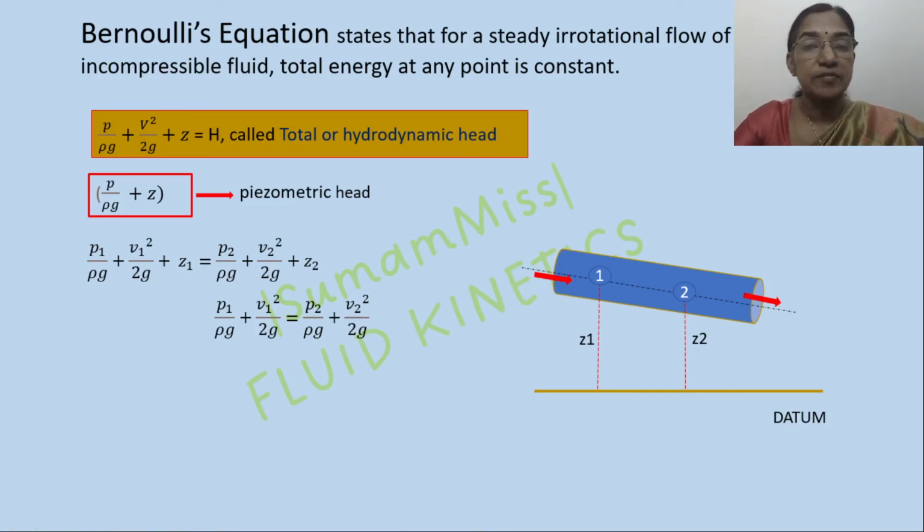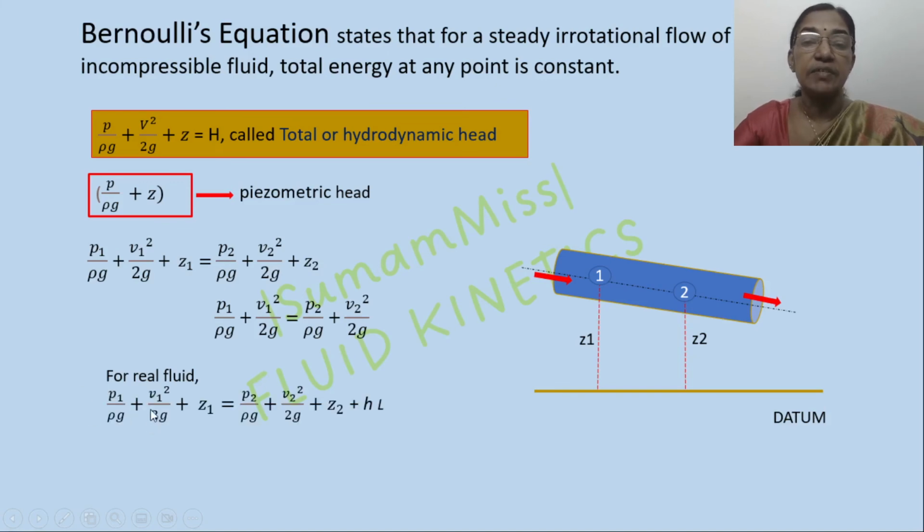Real fluid possesses viscosity. So if you are considering real fluid, then loss takes place when we are moving from section 1 to section 2. So this Bernoulli's equation is now modified for real fluid as P1 by rho g plus V1 square by 2g plus Z1 equal to P2 by rho g plus V2 square by 2g plus Z2 plus HL. So HL is the head loss for the fluid when it flows from section 1 to section 2.